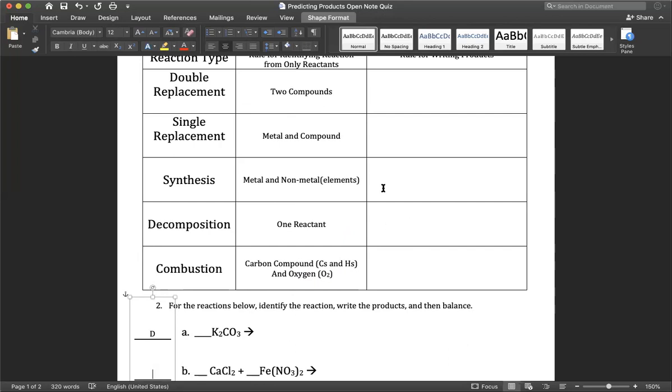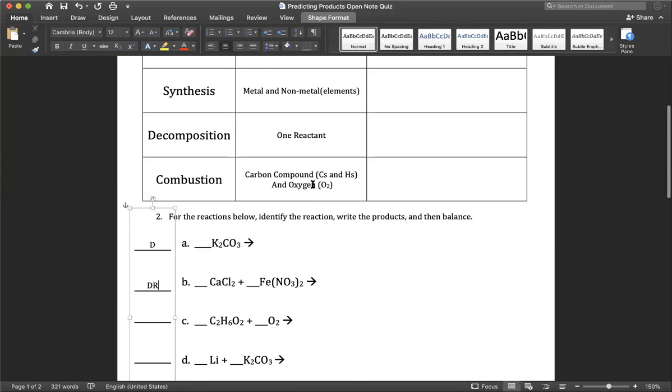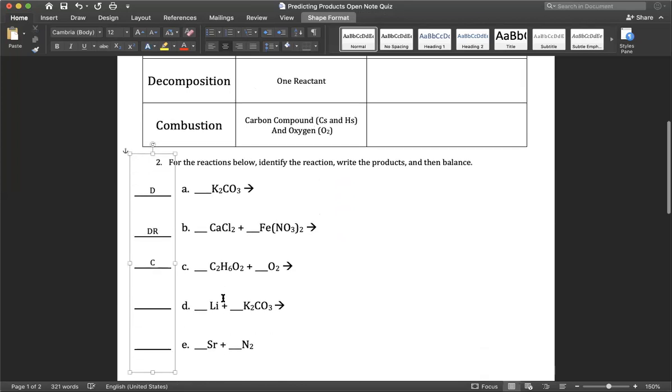Double replacement, right? Yeah, because I have 2 compounds. And then this one, I have C2H6O2 and oxygen, O2, which tells me that it's combustion. Combustion, yep. Okay, next one.